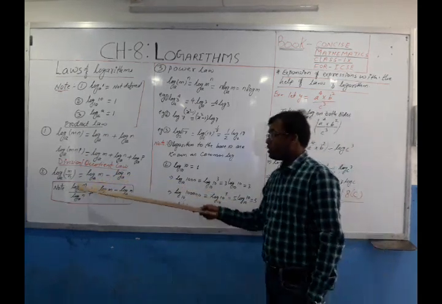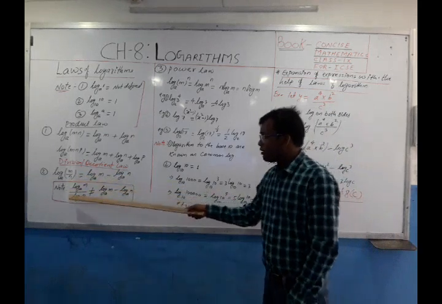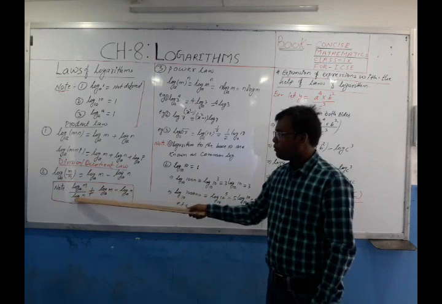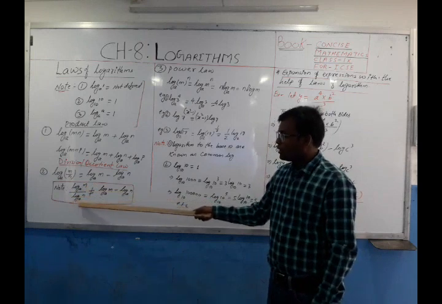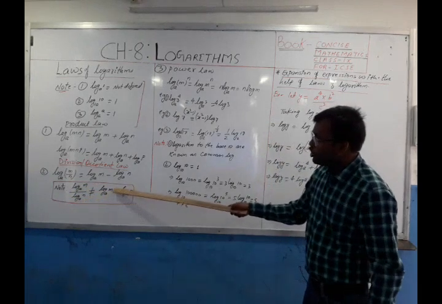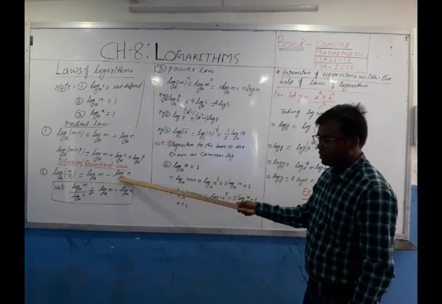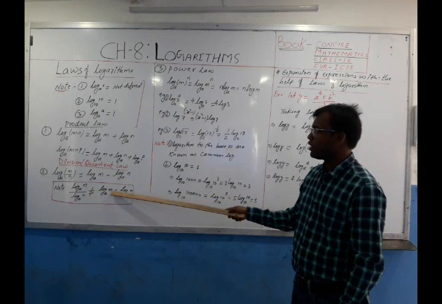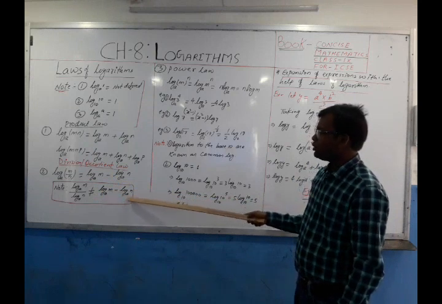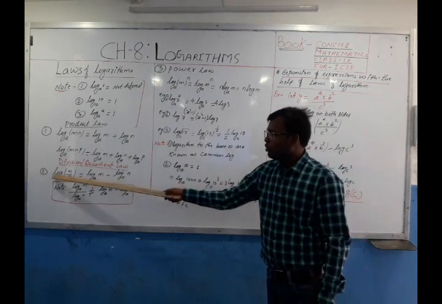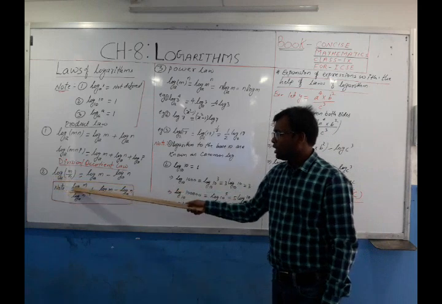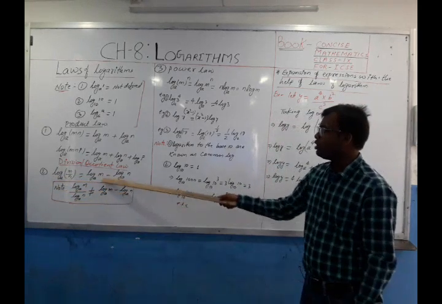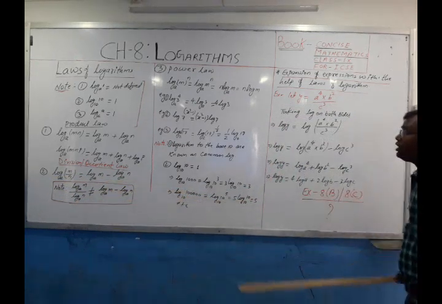But you must remember, if it is in the form of numerator log base a of m divided by denominator log base a of n, it will not break in the same way. Is it clear? You must remember this. It will not be equal to log base a of m minus log base a of n. Only one log should be there. Here, numerator and denominator places are both logs. That's why they will not be equal.